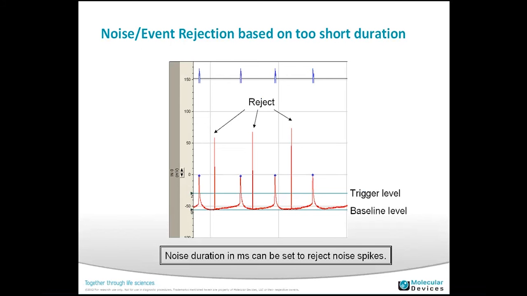Noise usually has a shorter duration than that of the action potential. Therefore, for noisy events, we can set a noise duration in milliseconds to reject the event if its duration is shorter than the defined noise duration. So basically we set up a noise duration, and if the duration is shorter than the one we define, that will also be rejected. So the noise duration can be set to reject the noise spikes. These three spikes get rejected because their duration is very short compared to the action potential.